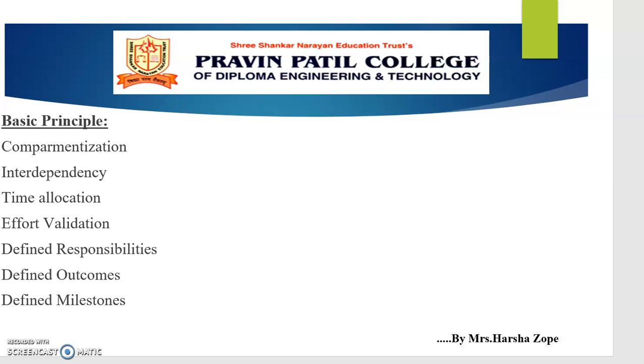Then define outcomes. Every scheduled task must have a definite outcome. Then define milestones. Every task or group of tasks should be associated with a project milestone.